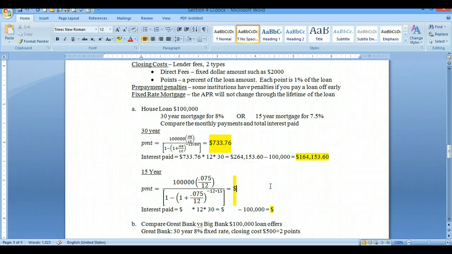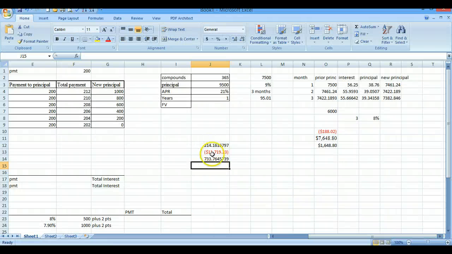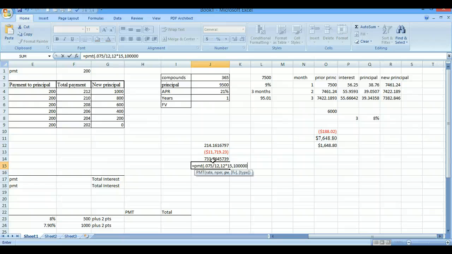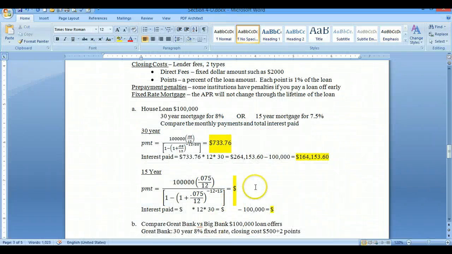Let's go to the 15-year and see if that's any better. So this one was a 7.5%. We can come in here and copy and paste it, or in this case, we can do PMT just to show that we know lots of different ways. 0.075 divided by 12 monthly payments, comma, 12 times, this one was a 15-year loan with a present value of 100,000. Press enter, $927. Oh, let's go ahead and copy and paste that.